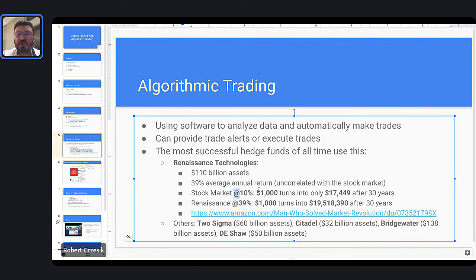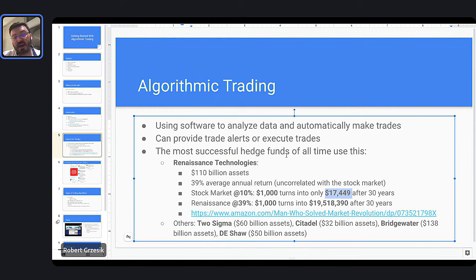10% a year, if you put in $1,000 and you waited 30 years until your retirement, didn't really do anything, you'd end up with about $17,500. That's a pretty good return for not doing anything. Put your money into the S&P and walk away, right? That's a very nice return. It's about 17 and a half times your money after 30 years.